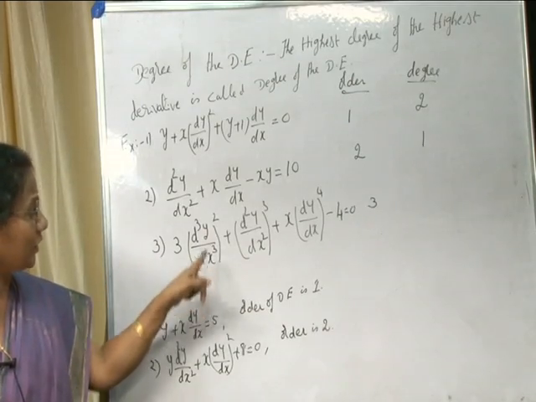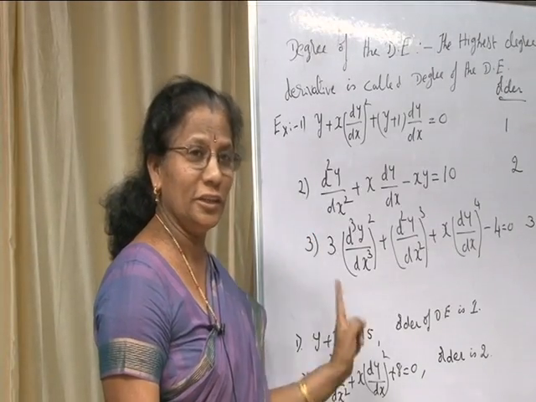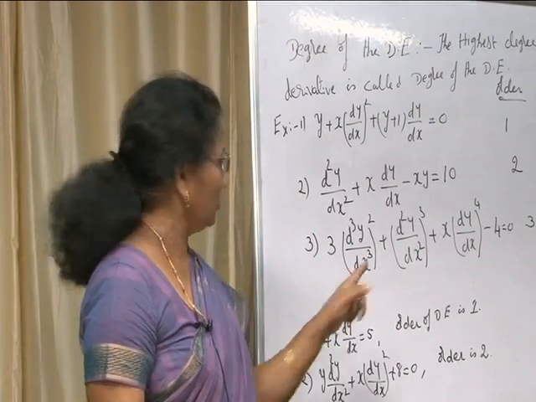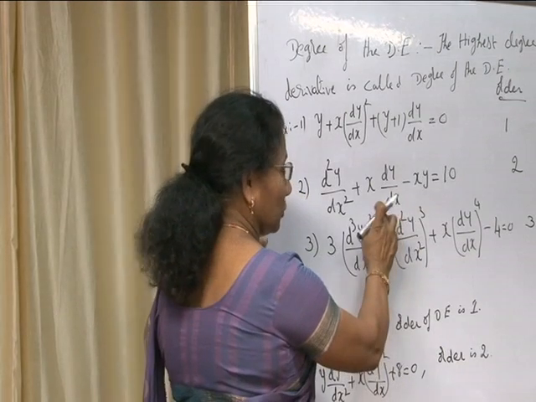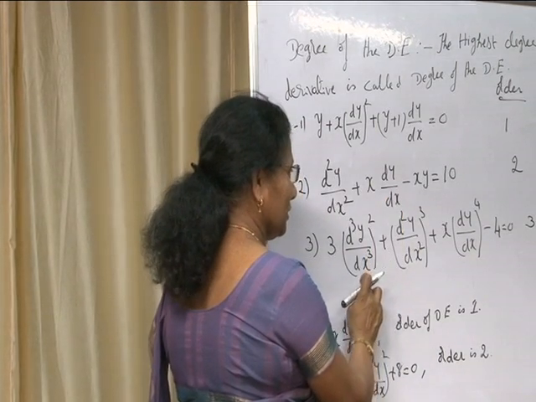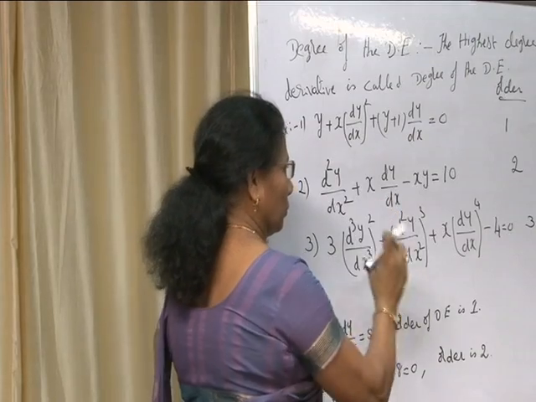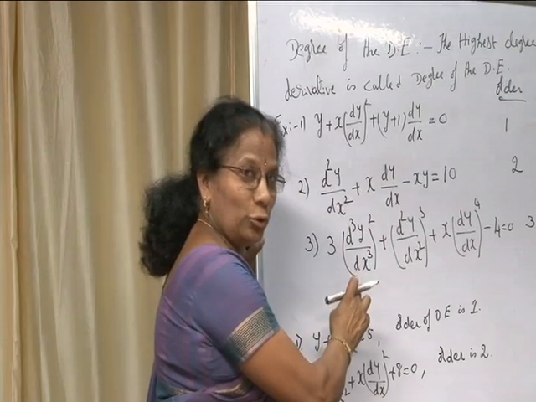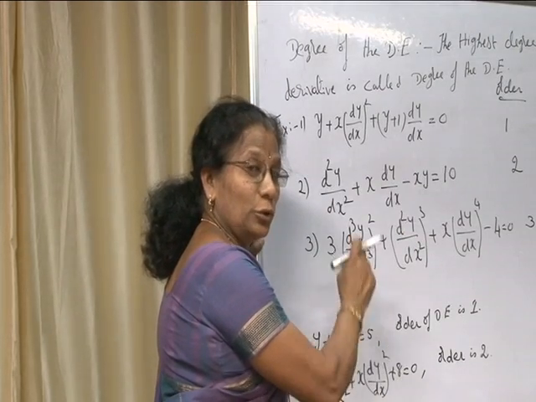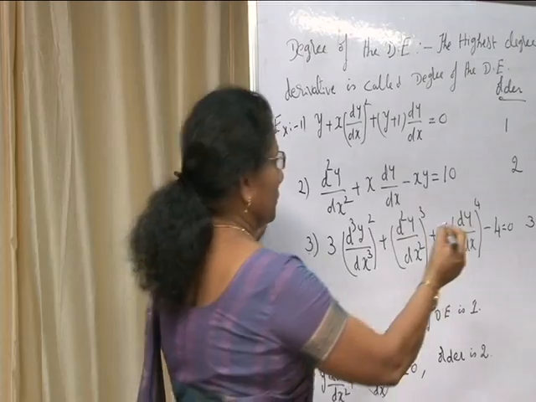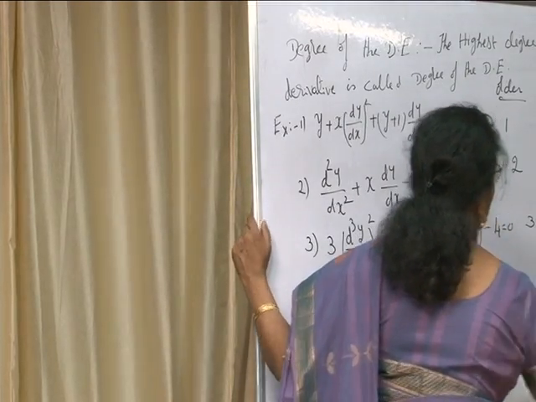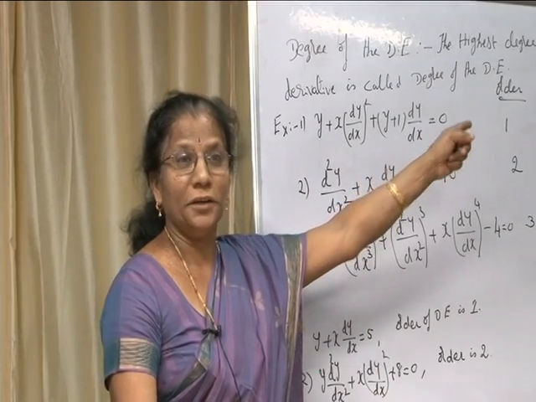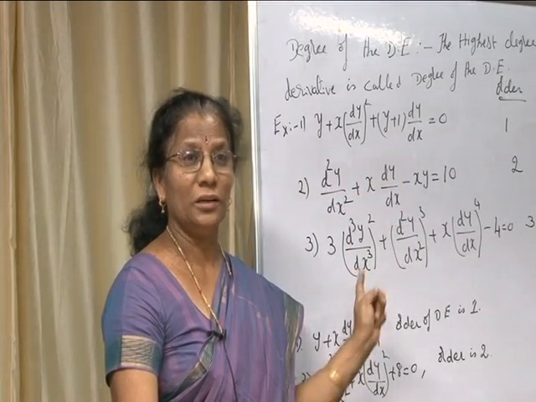So the degree of that highest derivative: highest degree of the highest derivative is the degree of that differential equation. The highest derivative is this. Degree of that highest derivative is 2. Don't take this 3 or 4, that is not the degree. So we have to take the highest derivative. So degree of that highest derivative is 2. So like this we can determine the order and degree of the given differential equations.